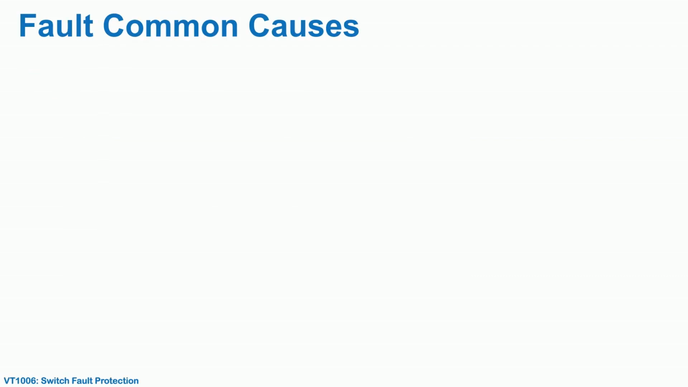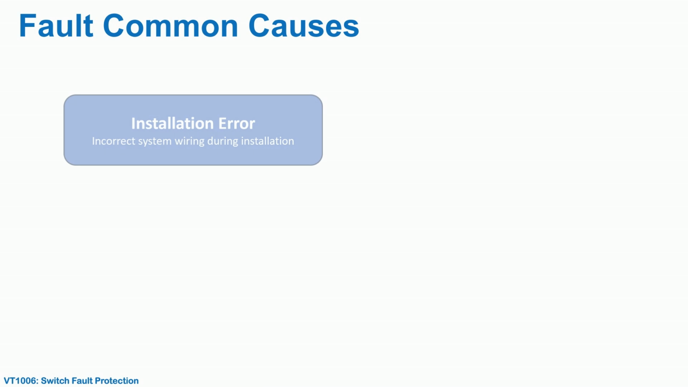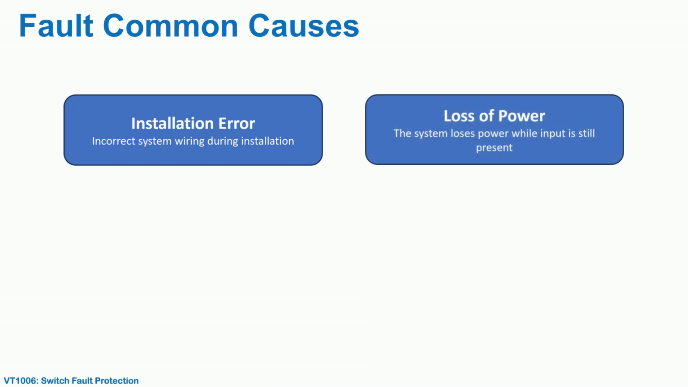When operating in a harsh electromechanical environment, it is impossible to isolate systems fully from common causes of faults or overvoltage. These common causes include the following. First, installation error. This occurs due to incorrect system wiring during installation. Second, loss of power. Customers are very interested in this. If a system loses power but voltage is still on the input, it can exceed the maximum device ratings and lead to electrical overstress.